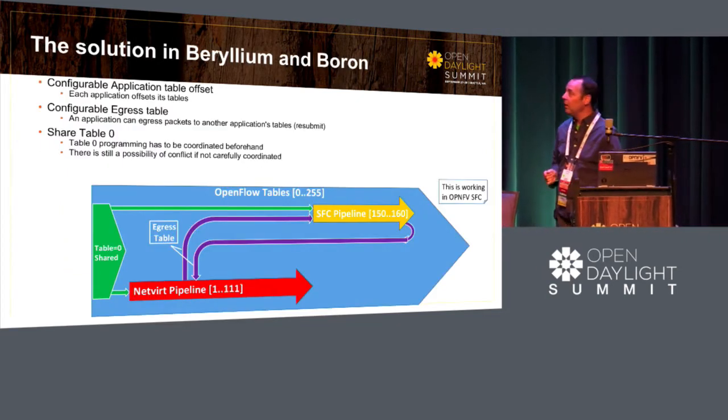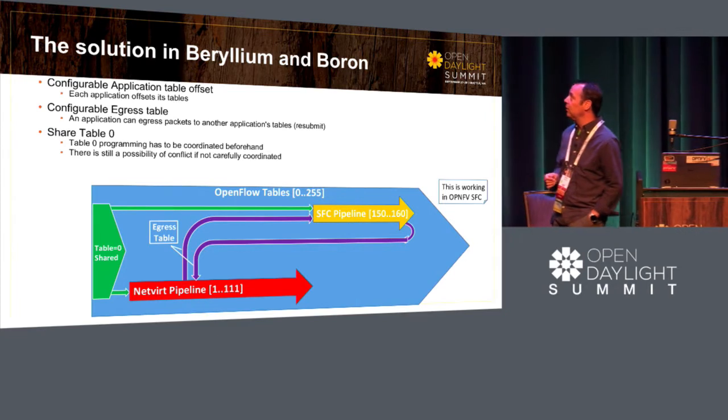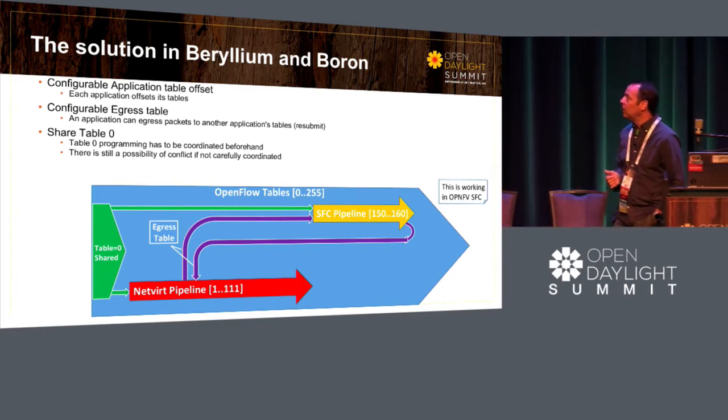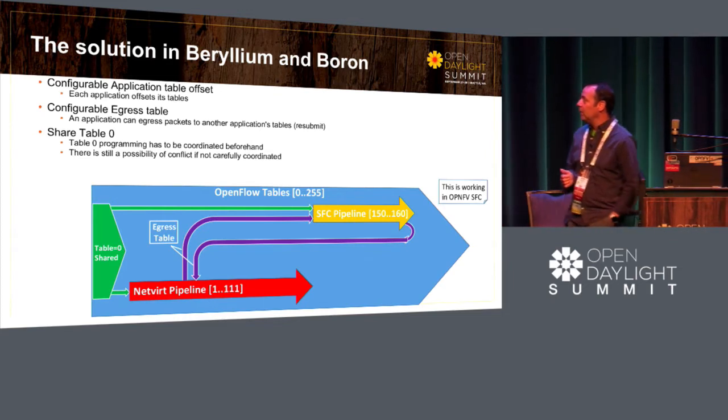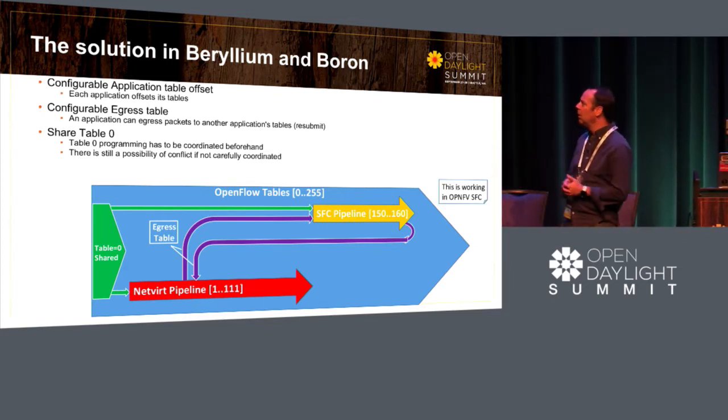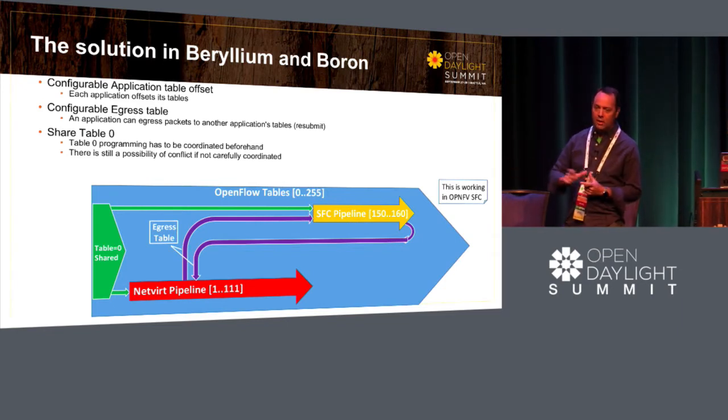So, as I said, these are three of the main solutions we considered thoroughly and discarded. And then finally we came up with this solution here. And this we implemented back in Beryllium and also use it in Boron now. The idea is that each pipeline has its flows like always, but you can configurably offset the pipelines.